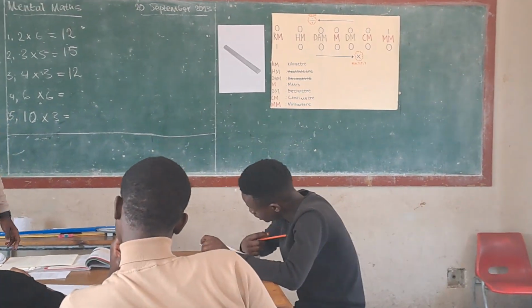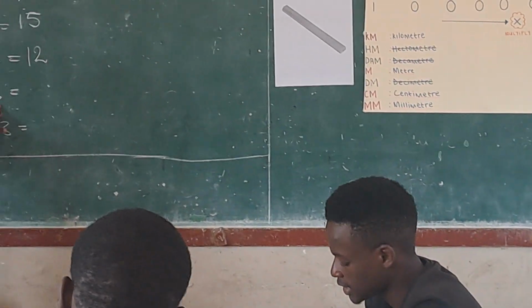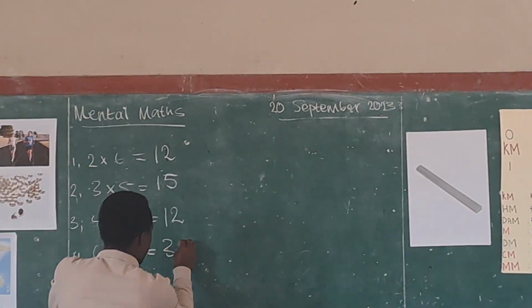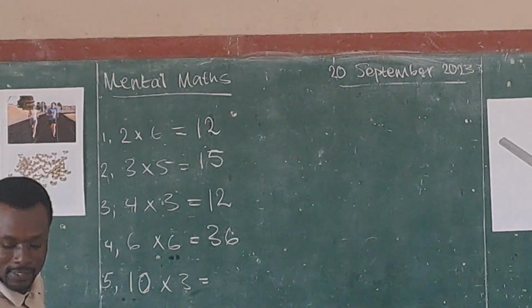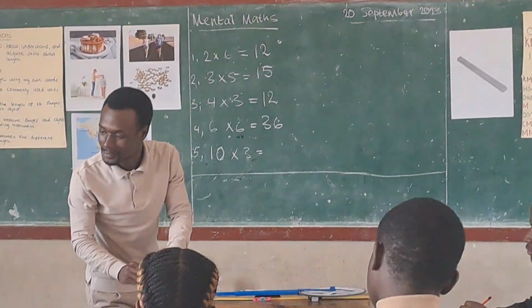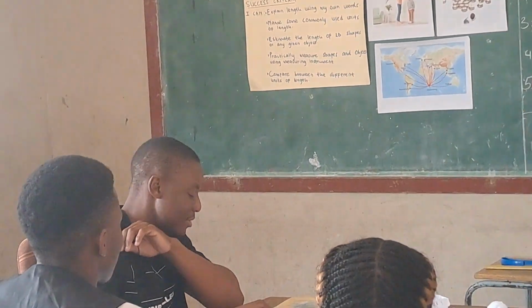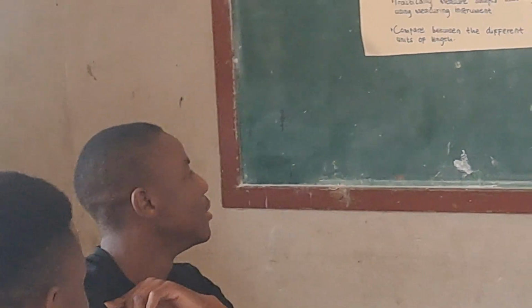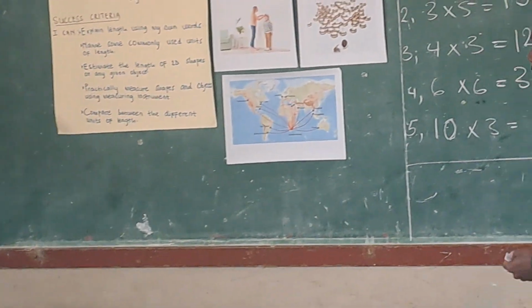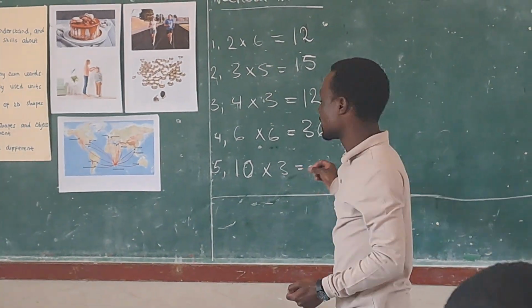6 times 6? 36. 36. Then the last one, 10 times 3? 20. Yes. Is it 20? No. 8. 8.